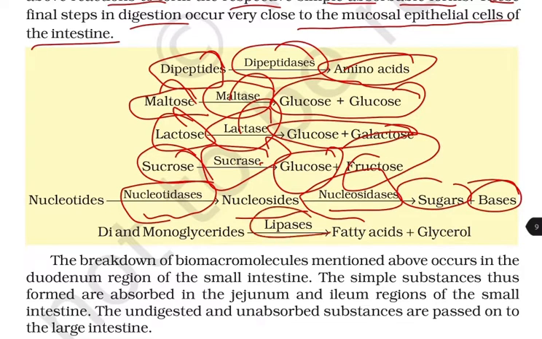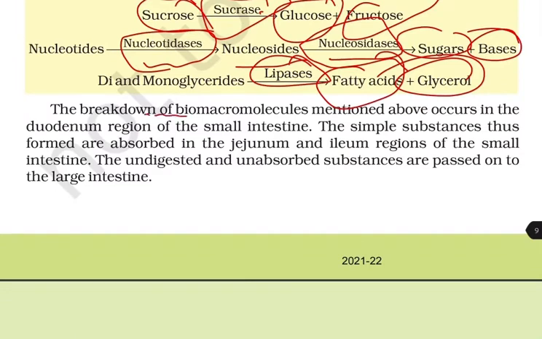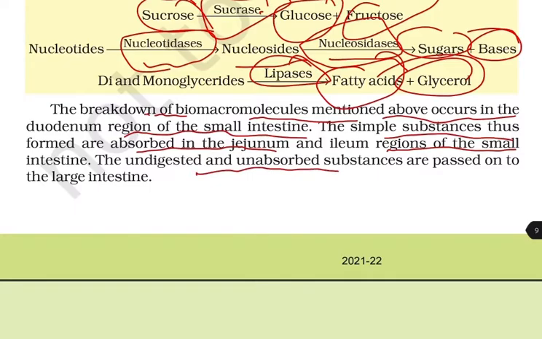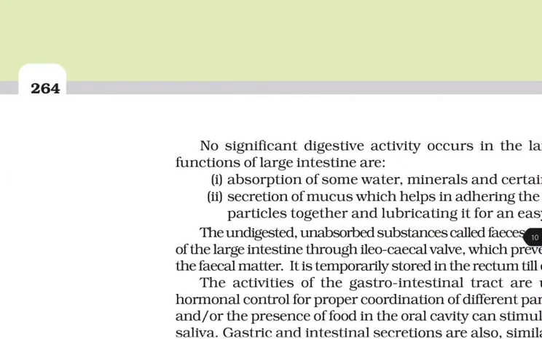Di- and monoglycerides in the presence of lipases are converted into fatty acids and glycerol. The breakdown of the biomacromolecules mentioned above occurs in the duodenum region of the small intestine, and the simple substances thus formed are absorbed in the jejunum and the ileum region of the small intestine. The undigested, unabsorbed substances are passed on to the large intestine.